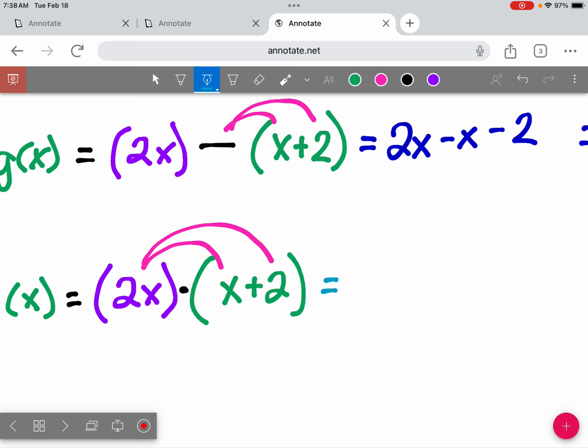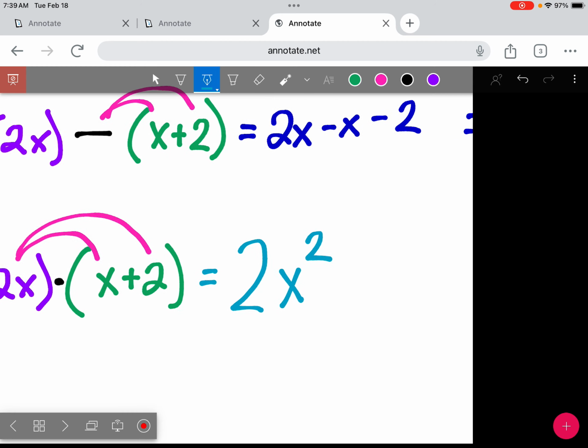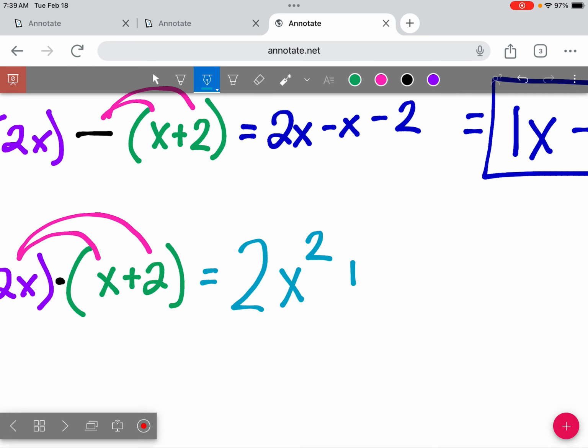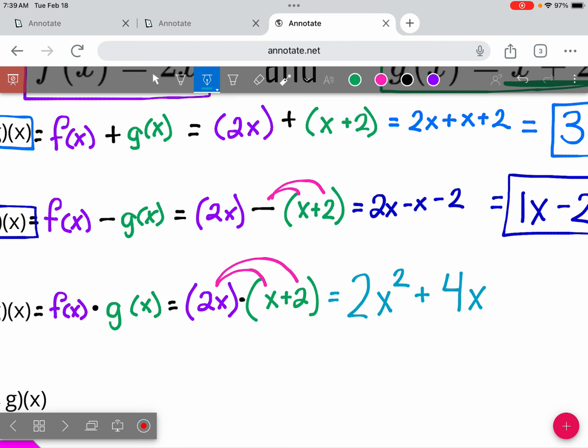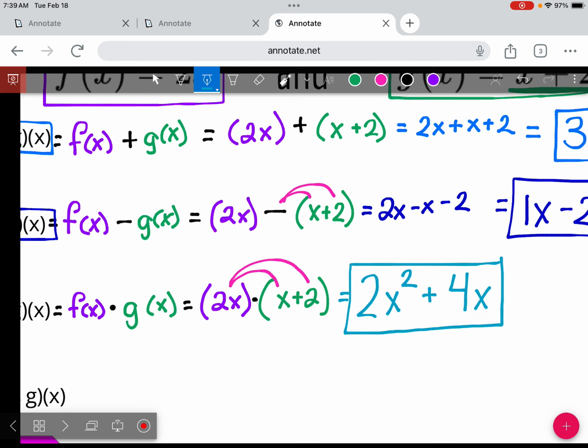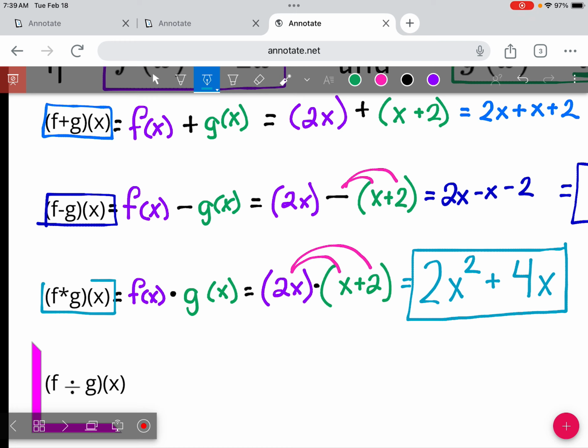So when we multiply those together, we're going to have our 2x times x gives me 2x squared. I'm going to make that 2 just a little bit bigger. I feel like I'm writing very small. My 2x squared. And then we have our 2x times 2, which gives us 4x. I don't have anything I can combine together. We don't have any more like terms to work with here. So this is what we get for our f times g of x.